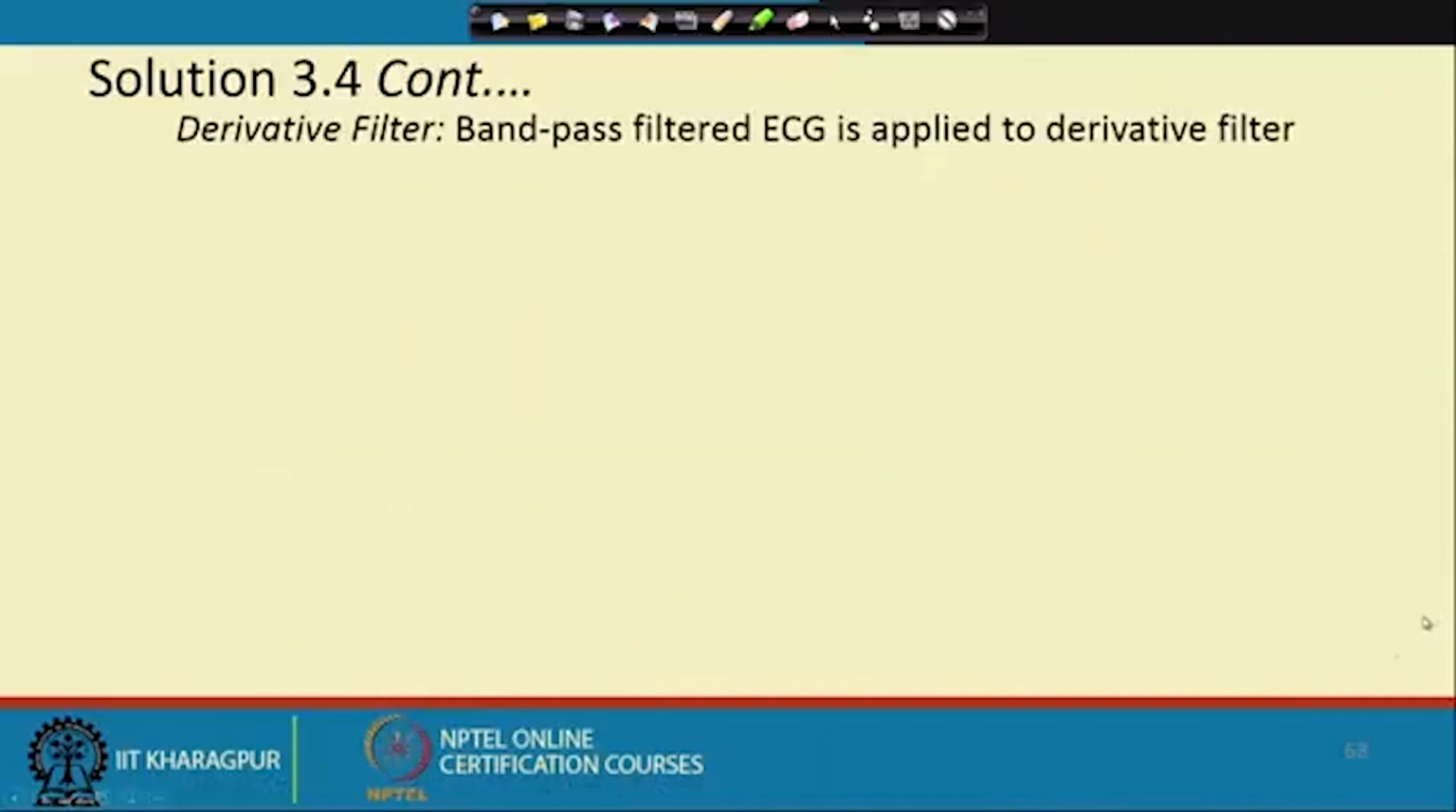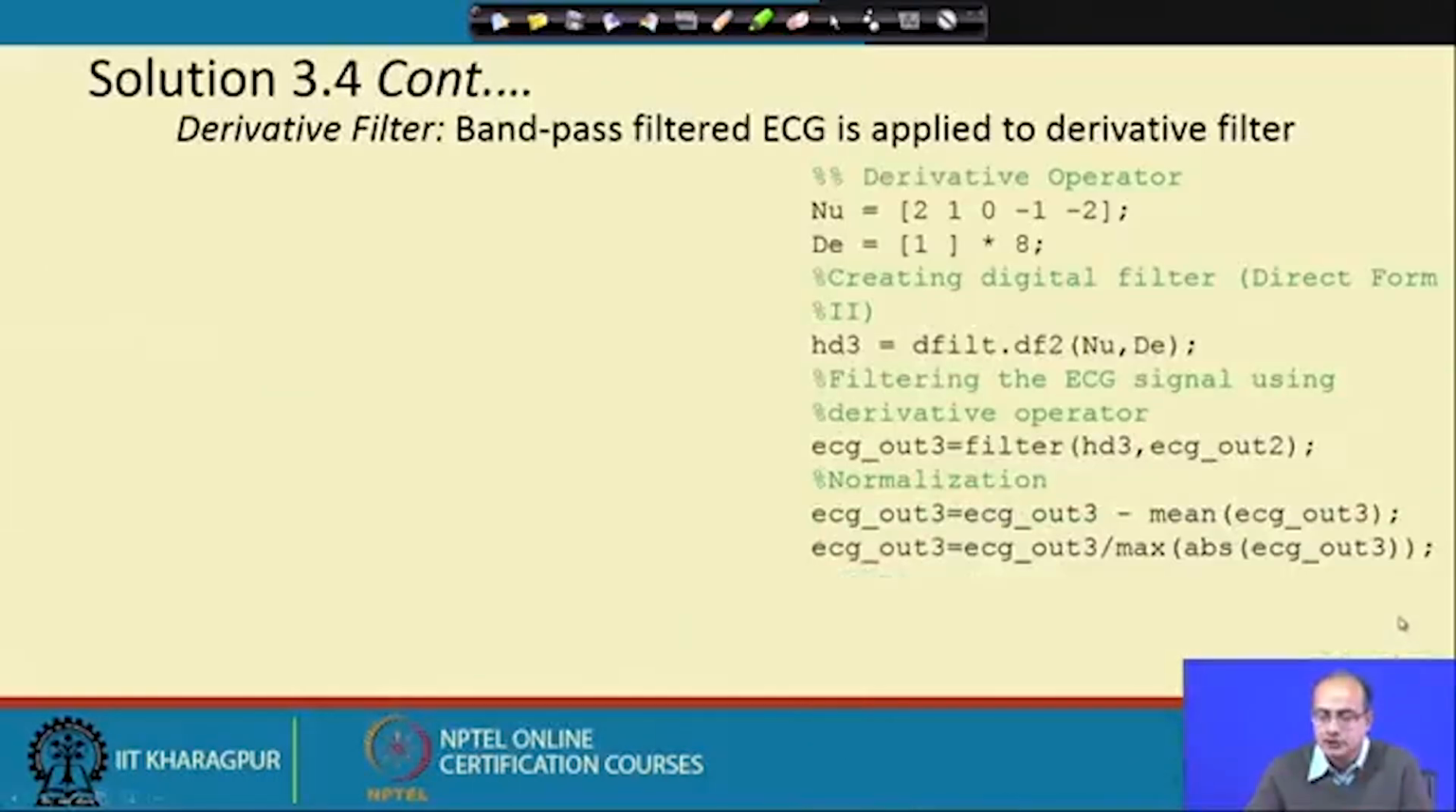So, now let us go for the next step, that is the derivative filter, which is applied on the band pass filtered ECG. The derivative filter is also provided by Pan-Tompkins, they have told what the form should be. So, we have created a direct form 2 filter, and passed the band pass filter output through this new filter, convolving with it, and again the same step of baseline removal and renormalization is done.